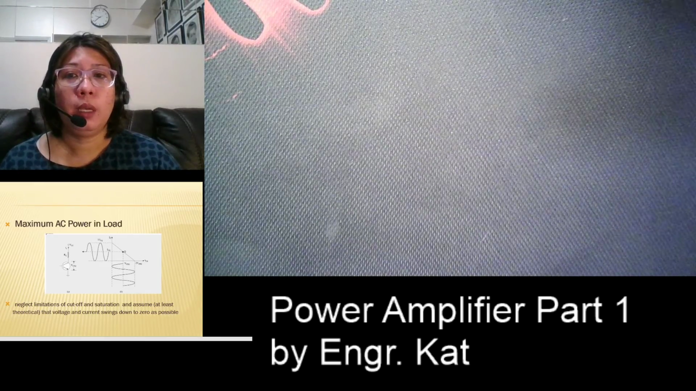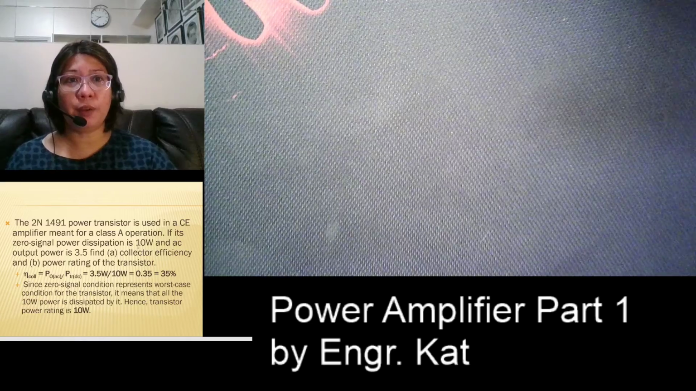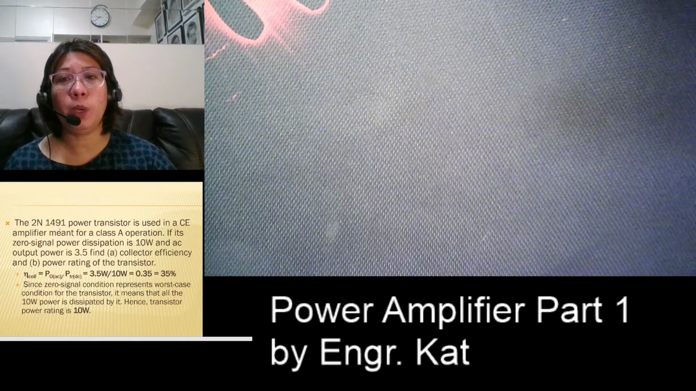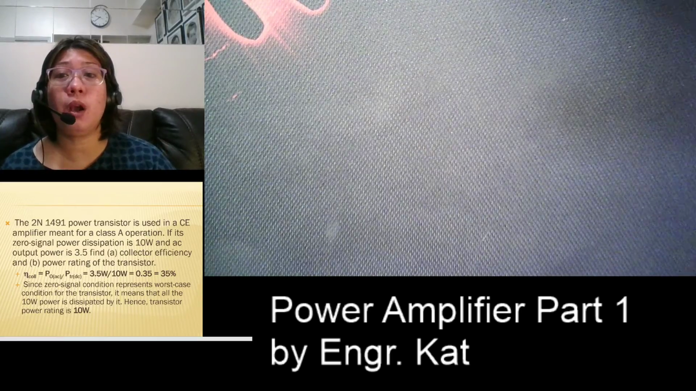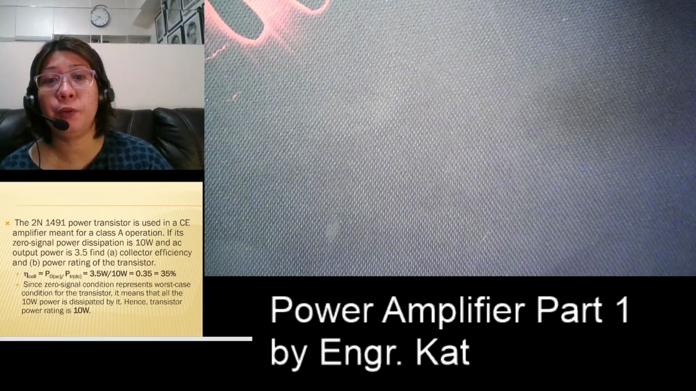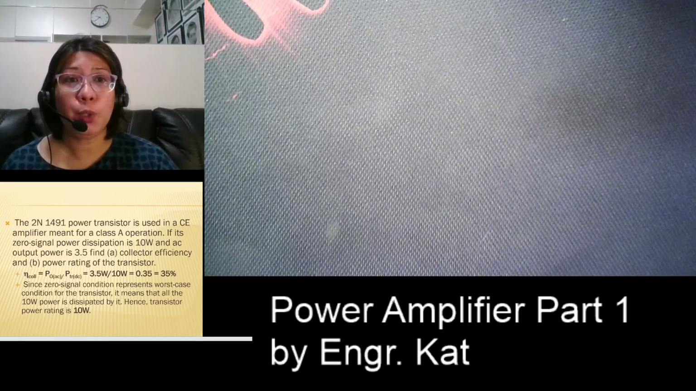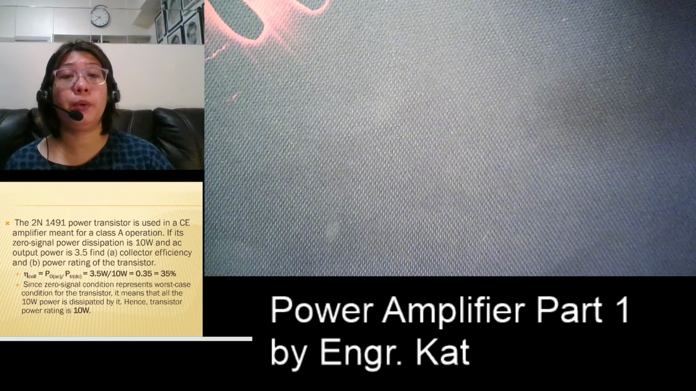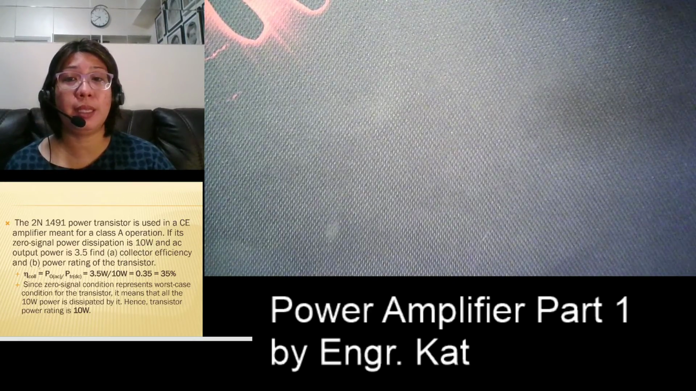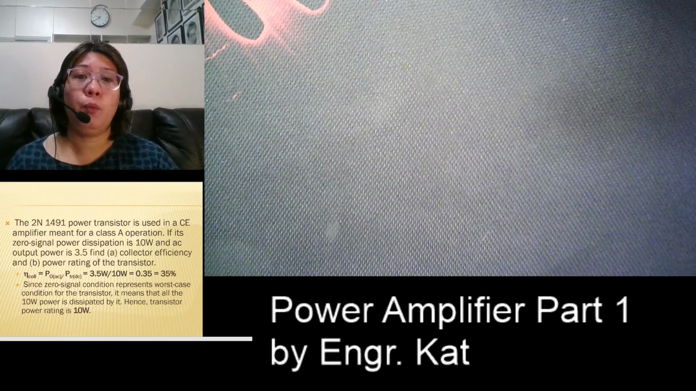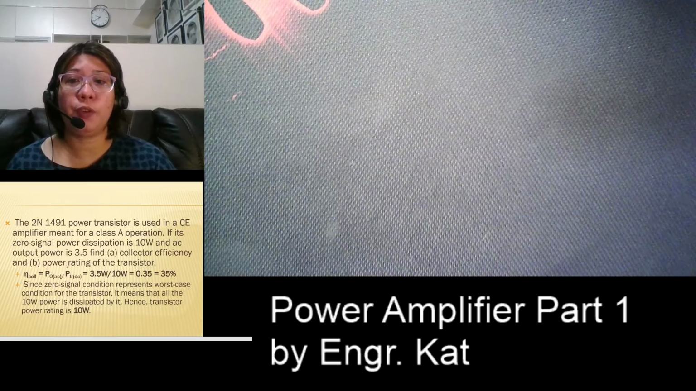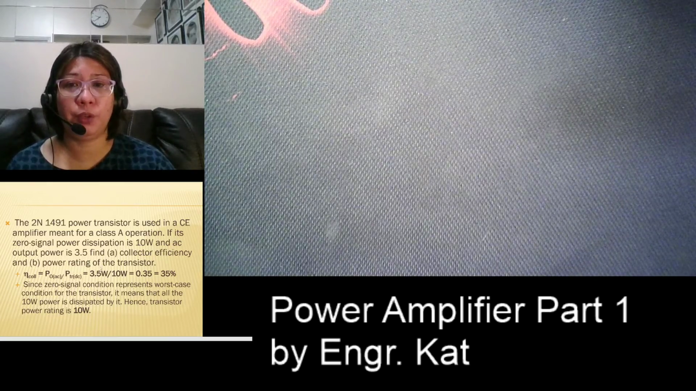So let's have a very simple example here. A 2N1491 is a power transistor, and it is used in a common emitter amplifier meant for class A operation. If its zero signal power dissipation is 10 watts and AC output power is 3.5 watts, find the collector efficiency and the power rating of your transistor.